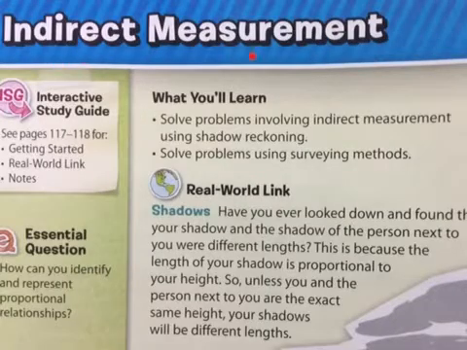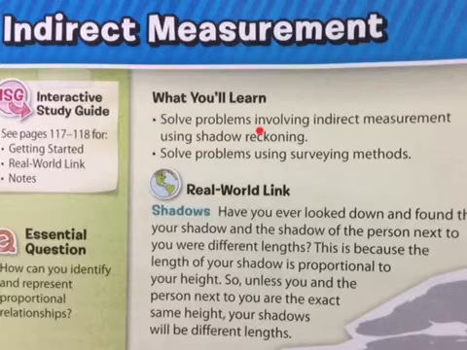What do we mean by indirect measurement? Well, with indirect measurement, we're going to use one measurement to find another one, indirectly. So the measurement is not given to us directly, it's indirect, but we will solve it by using other measurements, in proportionality. So what are we going to learn?